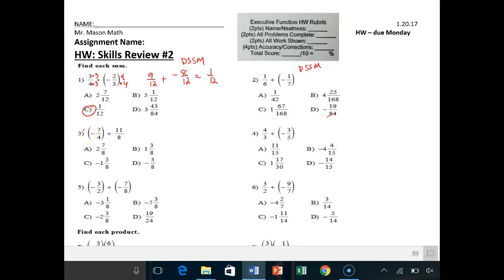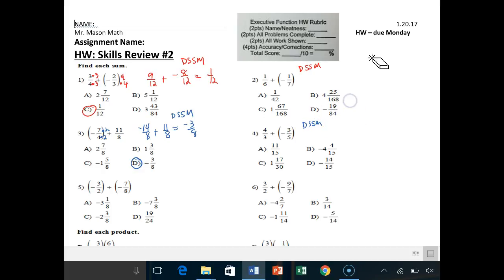Number 3, we have negative 7/4 plus 11/8. We can go ahead and multiply this by 2. In doing that, I'll get negative 14 over 8 plus 11 over 8. Didn't need to multiply this fraction by anything. So it's also a DSSM. So what do I get? I get negative 3 over 8, D. This problem will also be a DSSM.